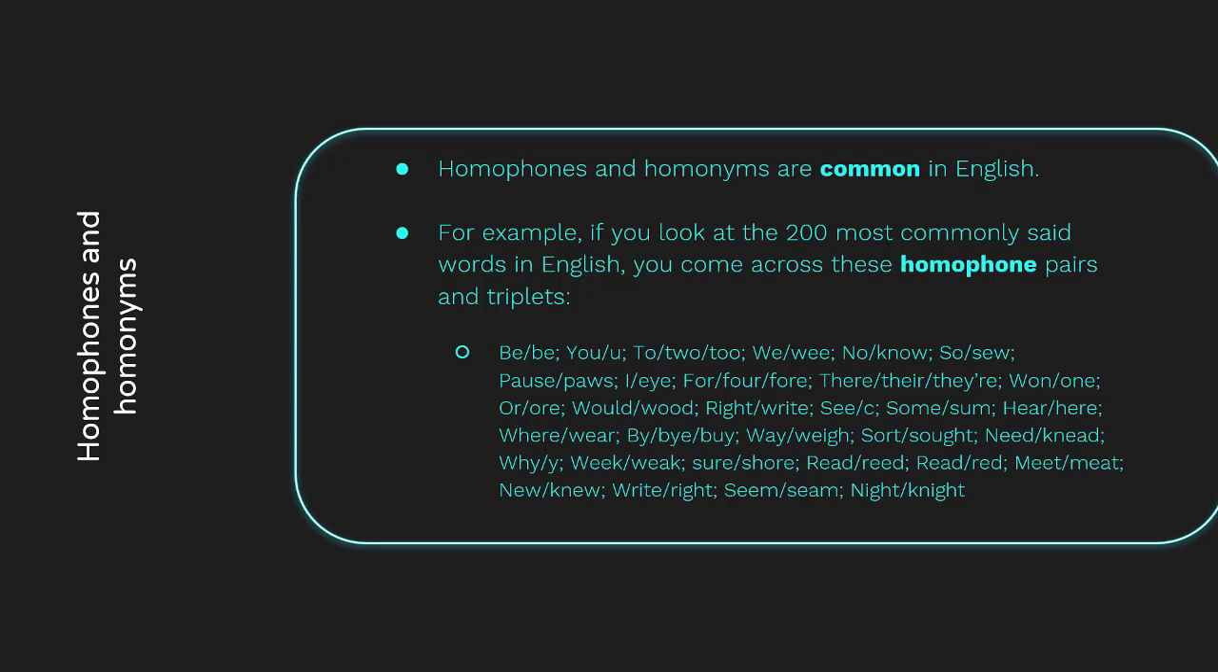So homophones and homonyms are really common in English. So I pulled up the 200 most common words spoken in English by adults. And as you can see, there's just heaps of them. So the capitalized member of each of the pairs here is the most common word. It's the most common one meant. But as you can see, right from the get-go, we have heaps and heaps of words that are homophones in English.